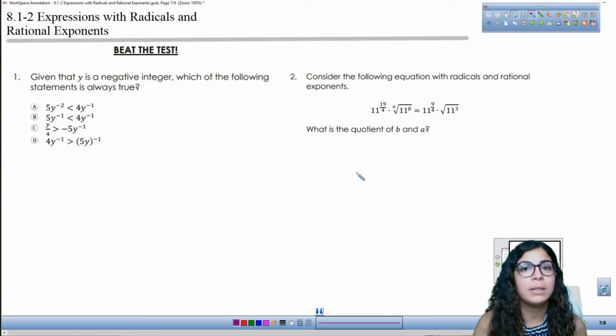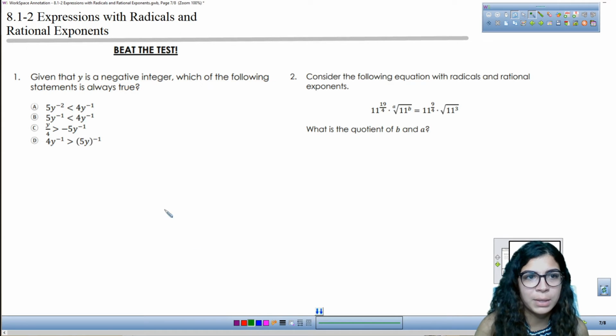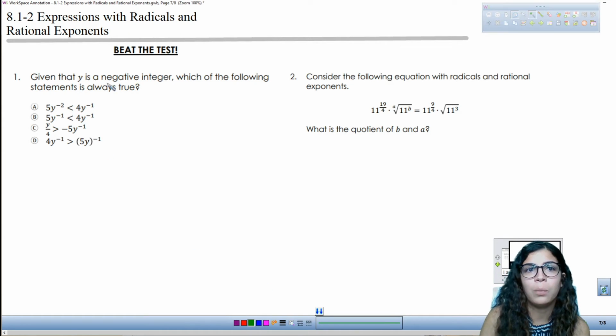Both of these are challenge questions because you have to think a little bit more outside the box. So number one says, given that y is a negative integer, so remember that an integer is just a whole number. So we're talking about a positive or negative whole number. Here specifically, they're talking about a negative whole number. So we're looking at a negative integer. Which of the following statements is always true?